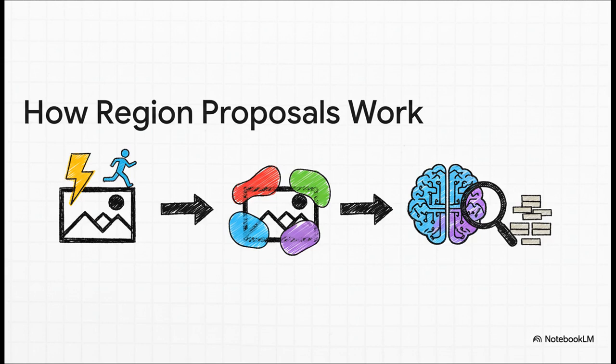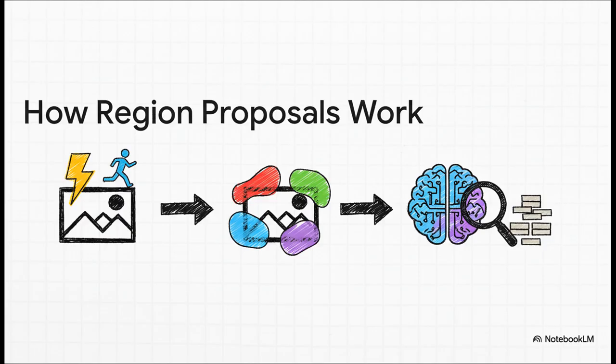So here's the clever part. A really fast, pretty simple algorithm just zips across the image. It's not looking for a car or a person. It's just looking for blobs, areas that stand out because of their color or their texture or because they look like a contained shape. It has no clue what they are, just that they're interesting.